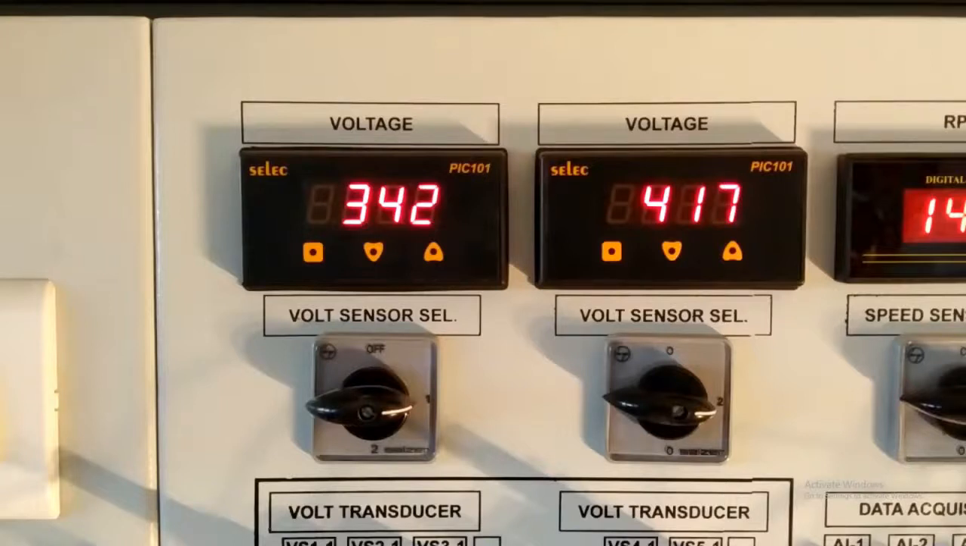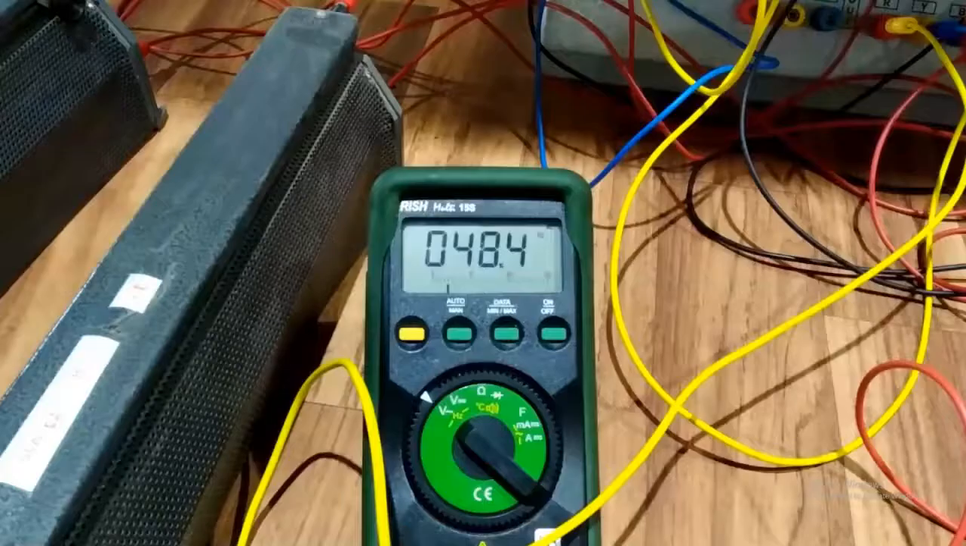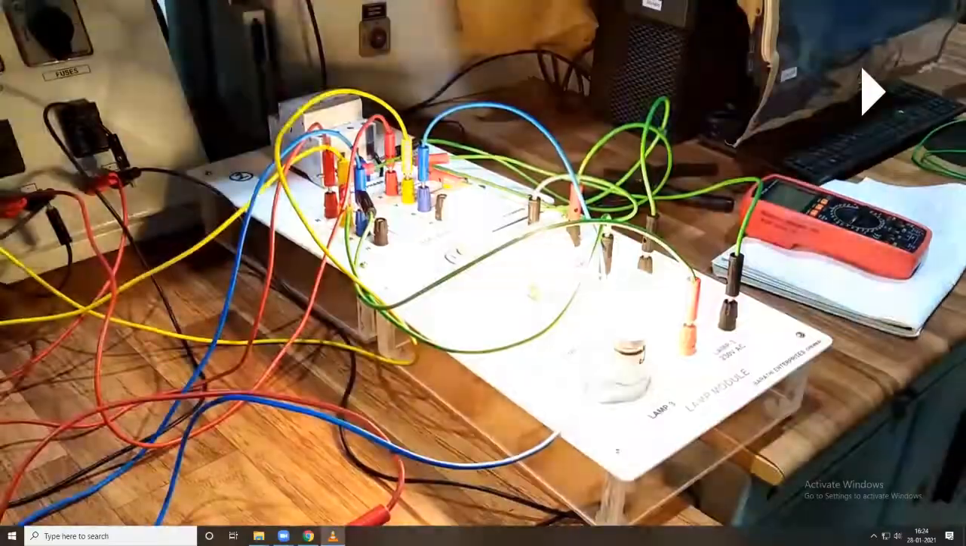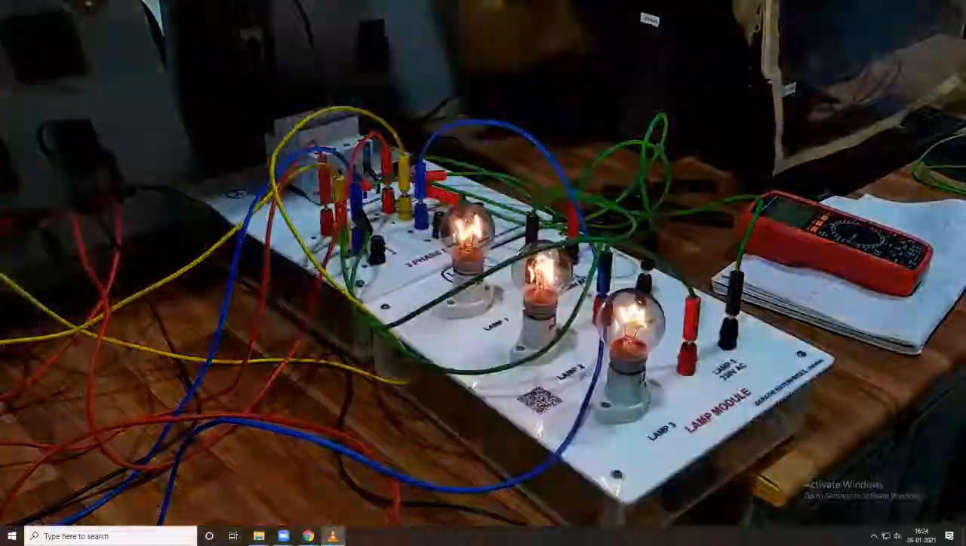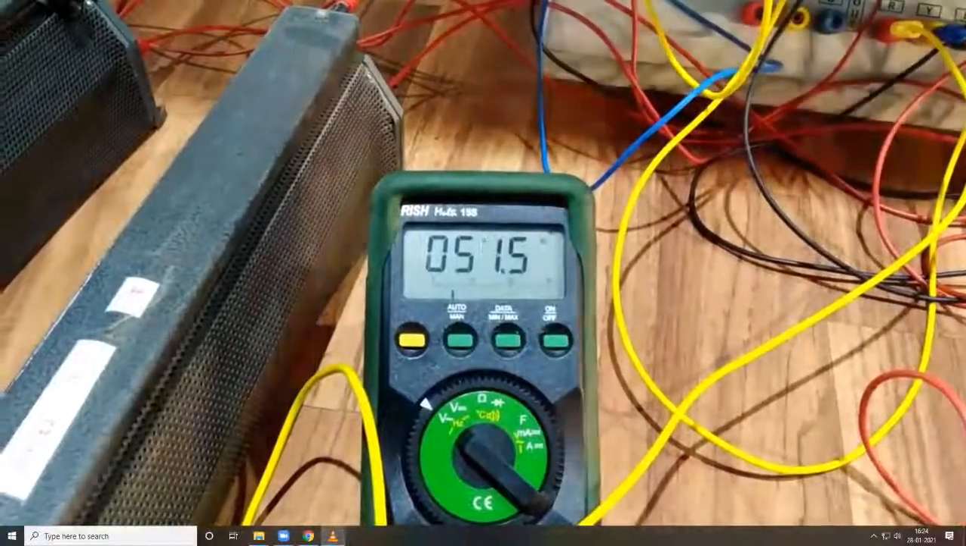Alternator output voltage is 342 volts, but the busbar voltage is 417 volts. There is a potential difference between them. Alternator output frequency is 48.4 Hz, but the busbar frequency is 50 Hz. At this moment, the lamps are flickering, and the speed of flickering is high as the frequency difference exists.